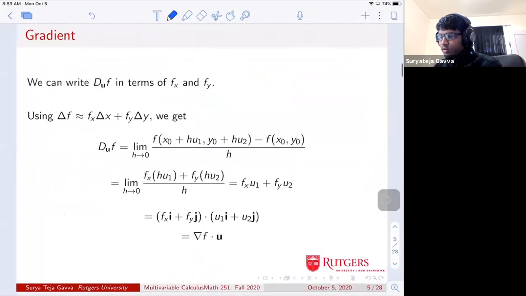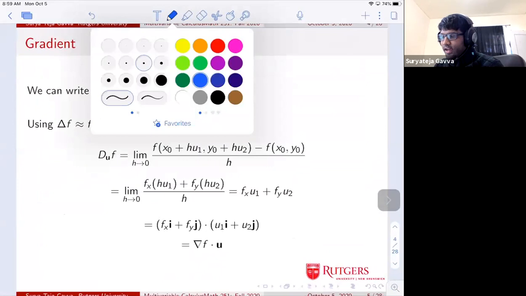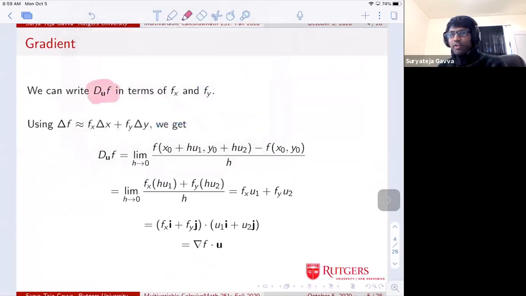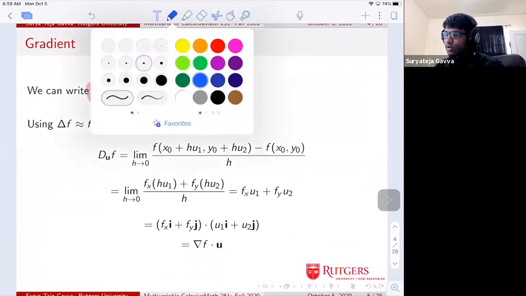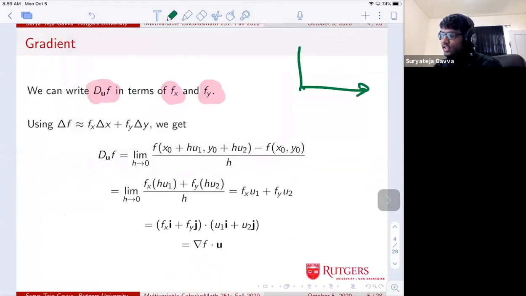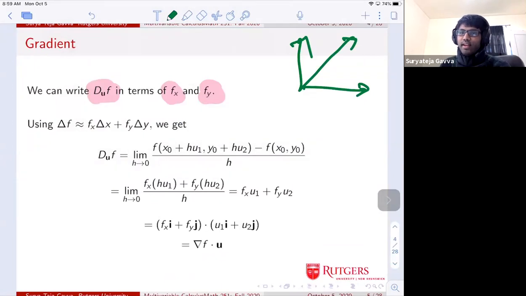Okay, so now let's see. The question is, we have this directional derivative of f along the direction u, and we know the directional derivative along the x-axis and y-axis. So it's a function of two variables, and if you know the rate of change along the x-axis and the rate of change along the y-axis, how will you find the rate of change along some other arbitrary axis? The question is, can you write the derivative of some function along an arbitrary axis in terms of the derivative of the function along the x and y axes?